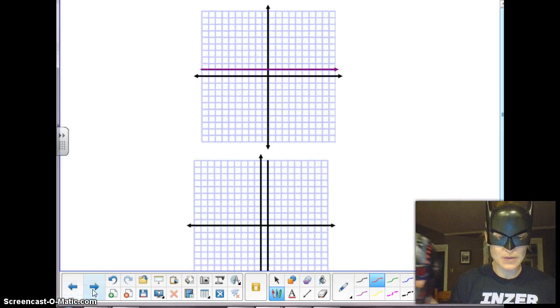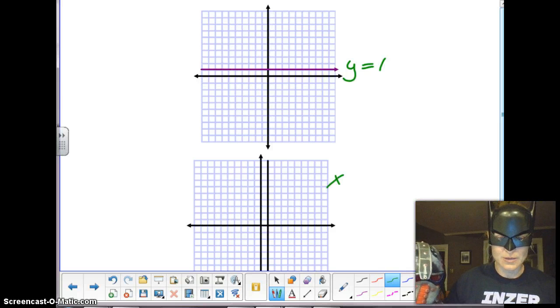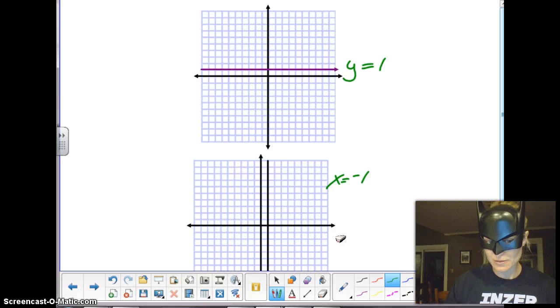Then the last thing we have is constants. Constant, just like what we had in the video earlier, is when you just have a number. Like this one, you can see it goes through the y-axis at 1. So actually the equation of that line is y equals 1. And then you can see this one, this vertical line, goes through the x-axis at -2. So the equation of that line is, did I say -2? I meant -1. Oops, -1.